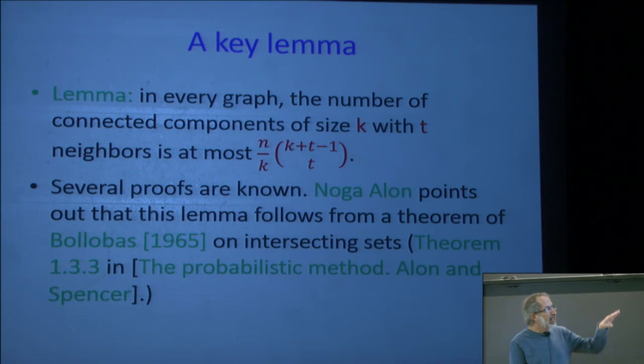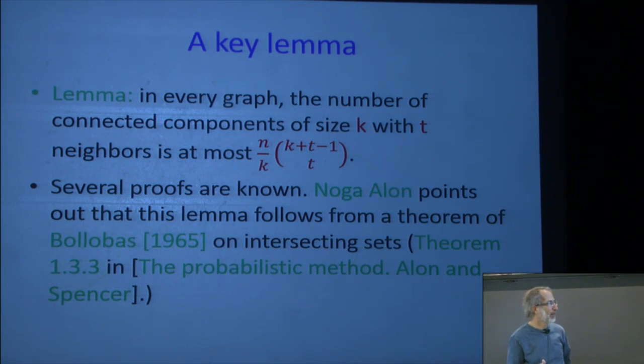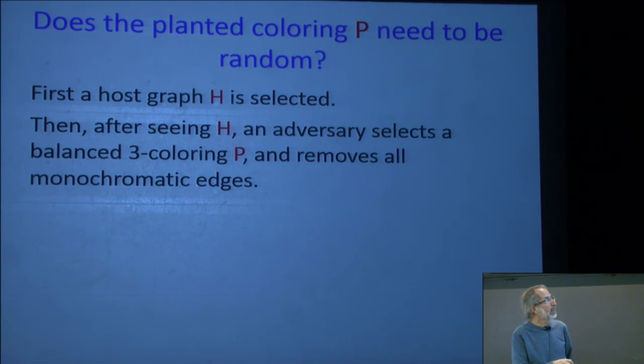There are several proofs of this. This is a lemma that is very useful, and I myself, I think, proved something like this in the 90s, and I know of other people who proved it later, but Noga points out that this is a special case of a theorem of Bollobás on intersecting sets from '65. So certainly theorems like this were known long ago. Just something to keep in mind. It comes in useful in certain proofs. Okay, so now I'll move to a different question, but first, any questions?